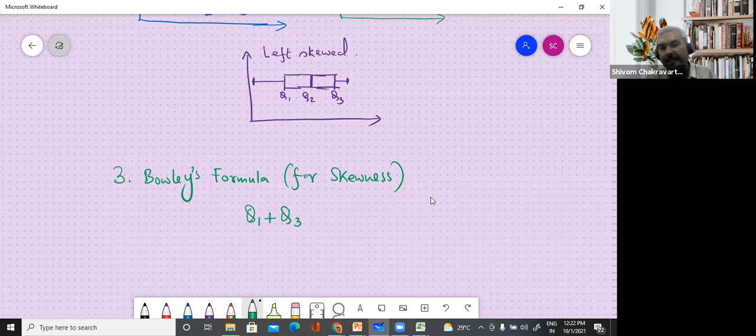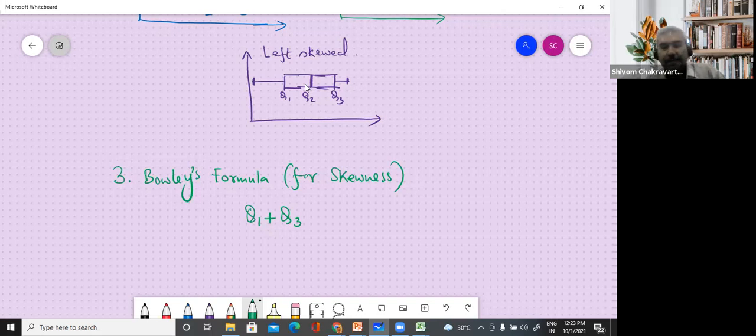Let me pose it as a question. In the box plot, you want to find out the extent to which Q2 is in the middle. By now you have realized what Q2 is. Q2 is also the median, the exact middle value. So if you want to find out to what extent Q2 is in the middle of this box plot, you want to find a measure of that. What will you do?